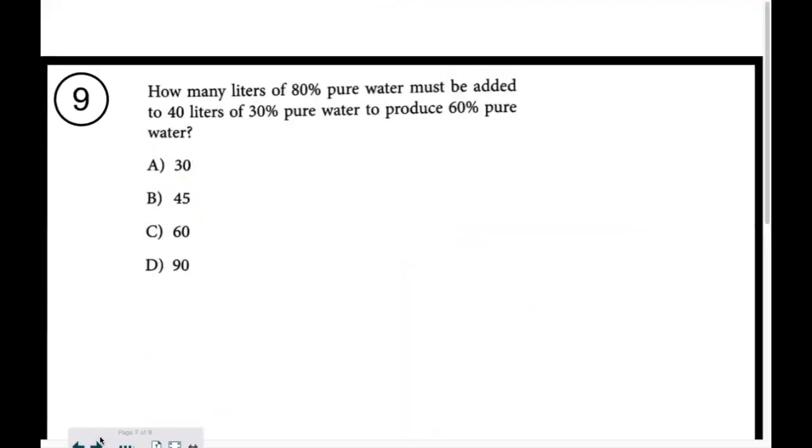All right, number nine is a little bit different. I want to make sure that we know how to do a particular problem like this. So the way that we look at this is how many liters of 80% pure water? If something is 80% pure water, 80% of it is water. So that's 0.8 times whatever the amount is. That's 80% of something is 0.8x. Must be added to 40 liters of 30% pure water. So that's 40 times 30%.